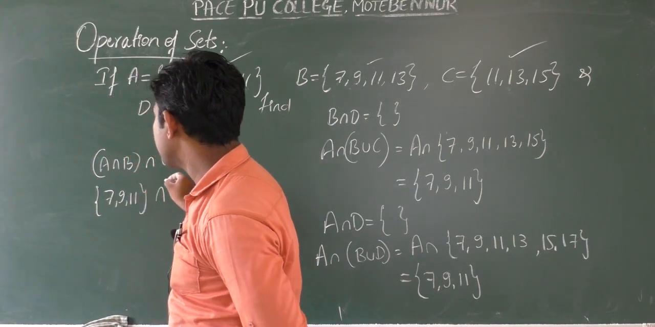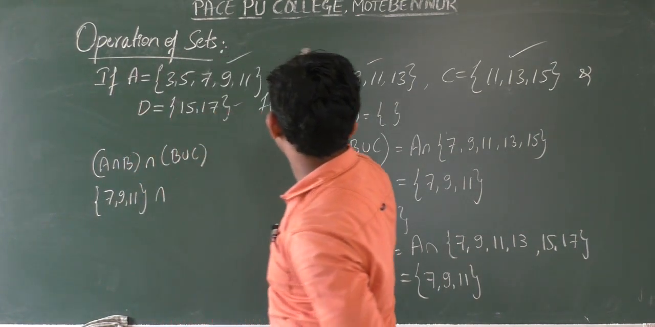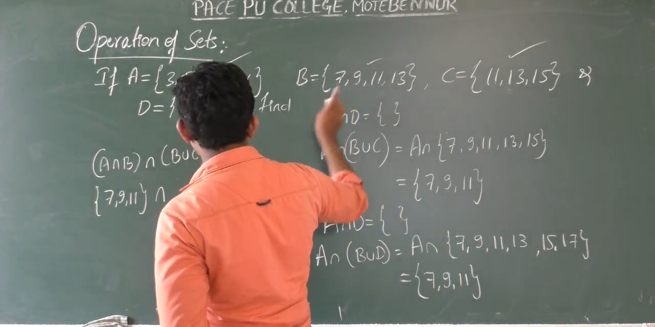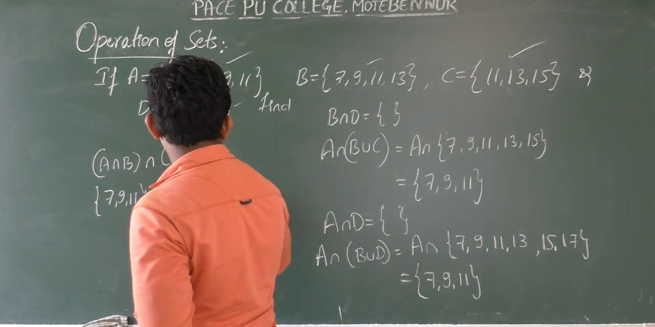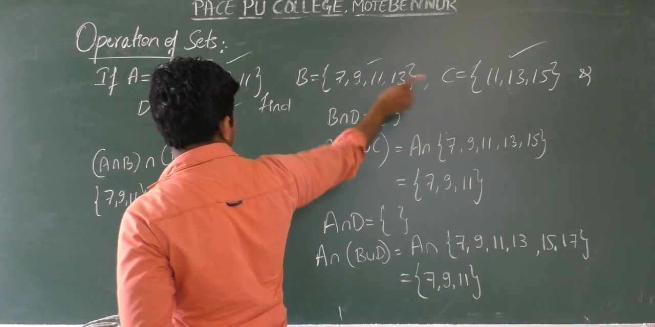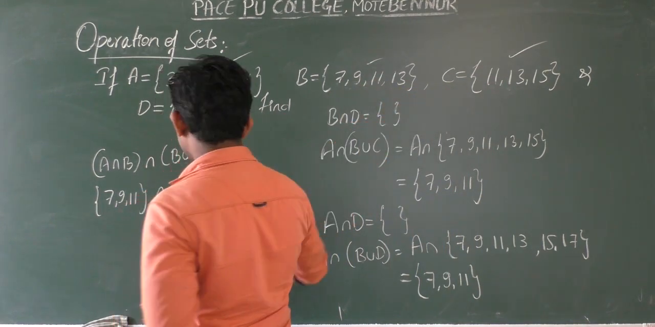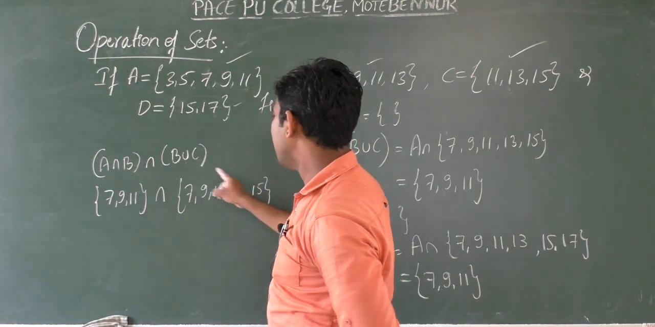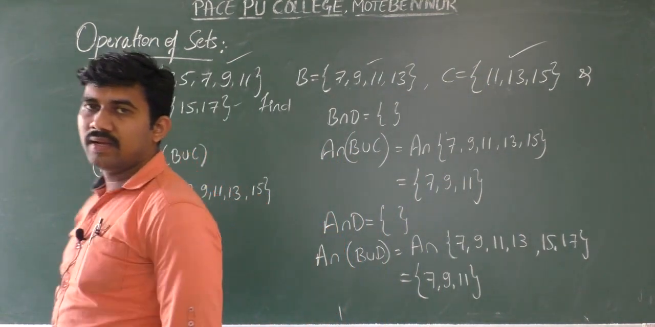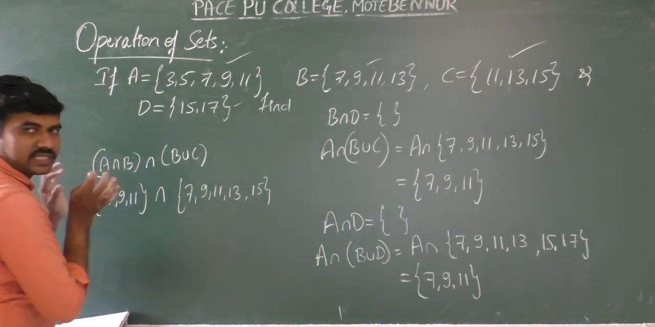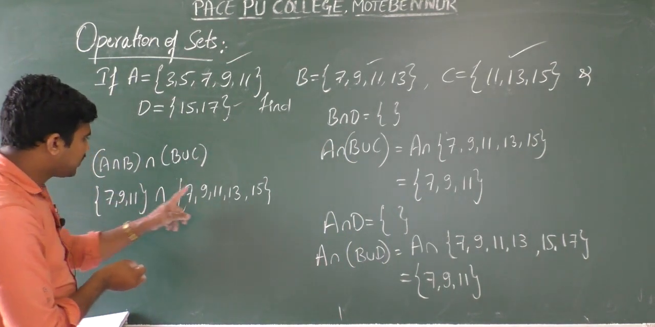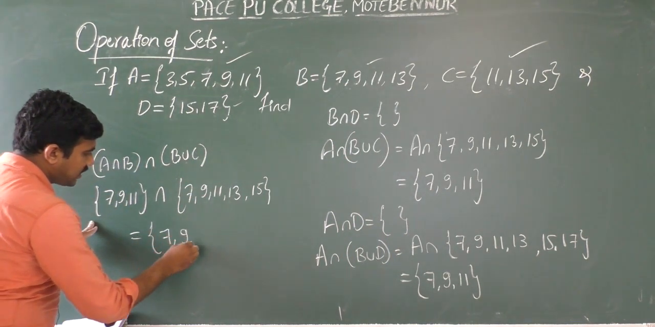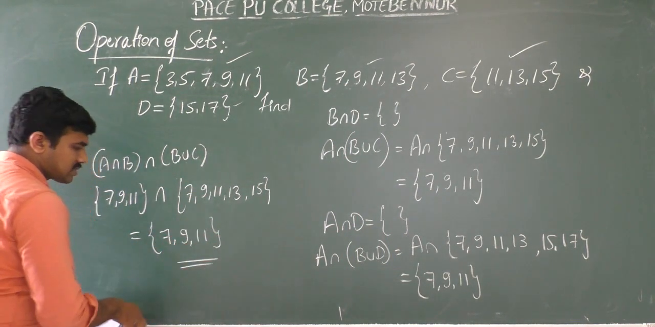Next, write the symbol as it is. Now, what is B union C? Collect all the elements of B and C. The elements of B are 7, 9, 11, 13, and for C, 11, 13 we already have, don't write again, next 15. So these are all the elements we collected. Now what is common in both sets? 7 is common, 9 is common, 11 is common. The set of 7, 9, 11 is common in these two sets.